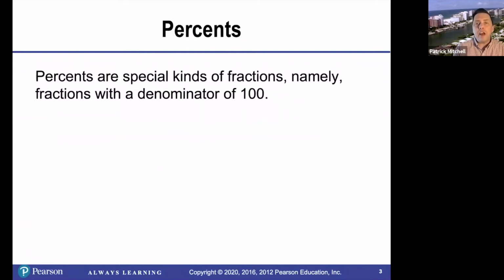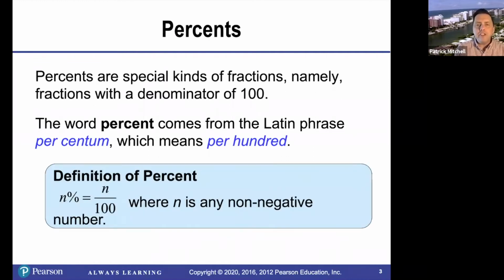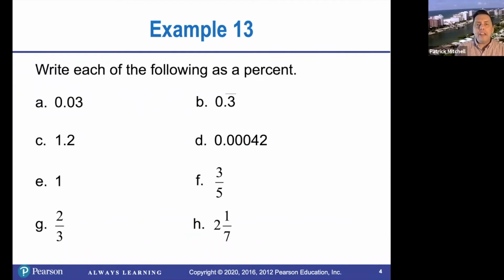So percents are special kinds of fractions, namely fractions with a denominator of 100. The word percent comes from the Latin phrase percentum, which means per hundred. So the definition of percent: n percent is the same thing as n hundredths, where n is any non-negative number. So in this example, we'll write each of these decimals and fractions as percents.